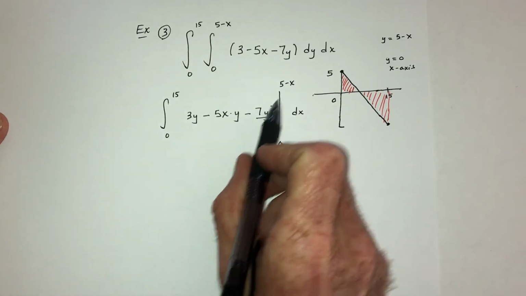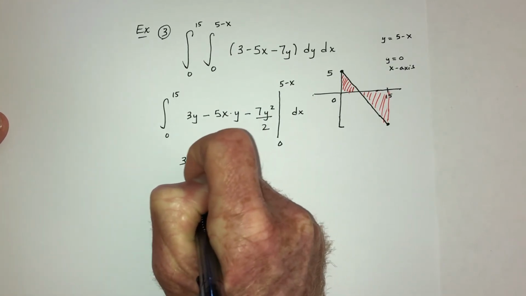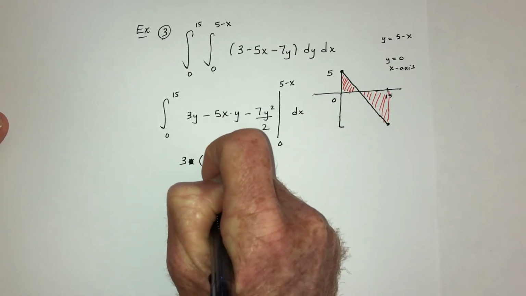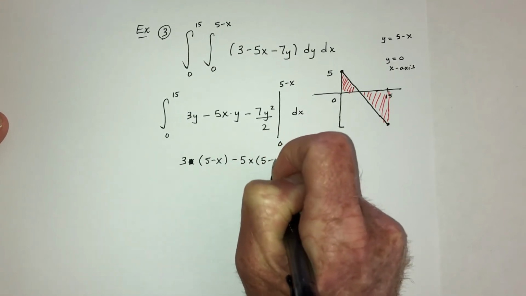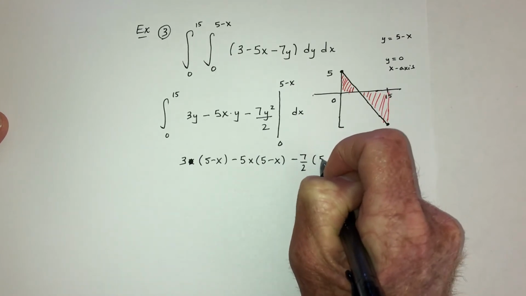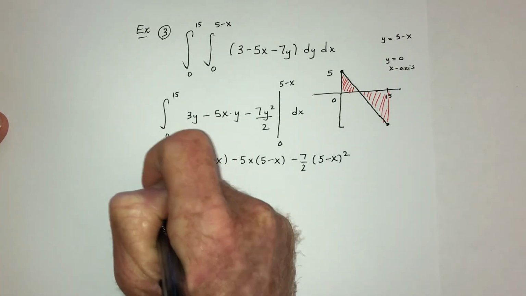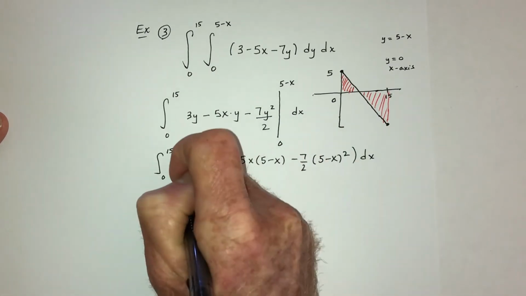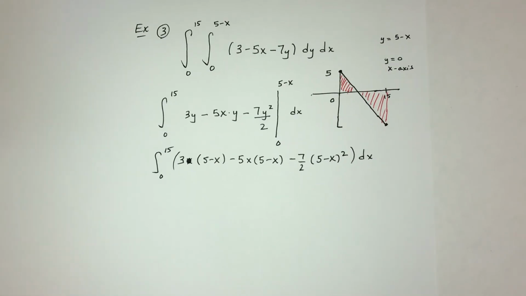So for all of these y's, substitute 5 minus x. So there's a 3. Whoops, I just meant to say 3. 3 times 5 minus x, minus 5x times 5 minus x, minus 7 halves, and then 5 minus x gets squared. And then all of that we need to integrate from 0 to 5. So looks like I've got some algebra to do.